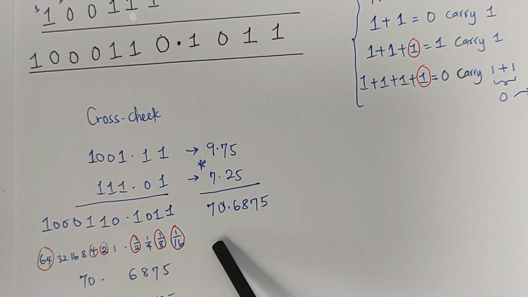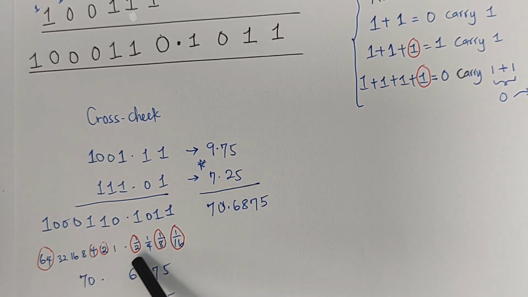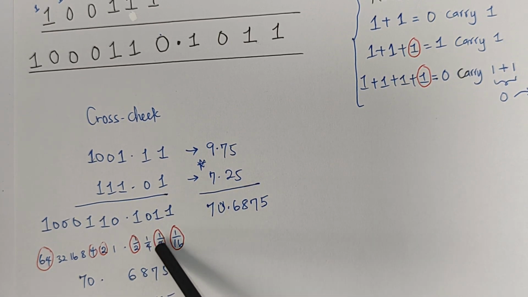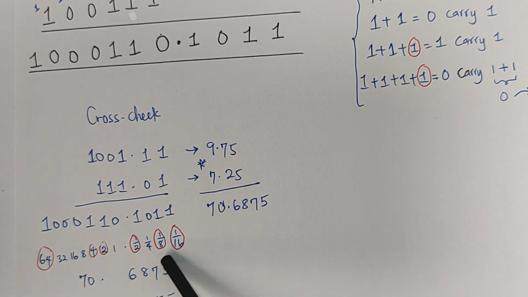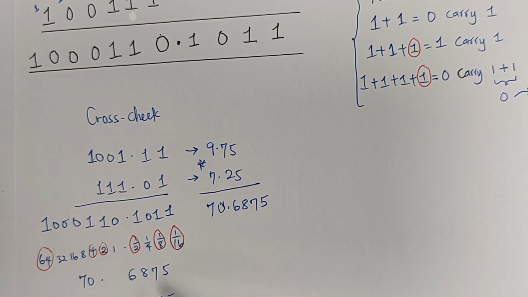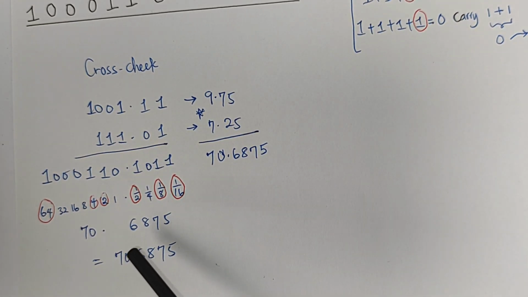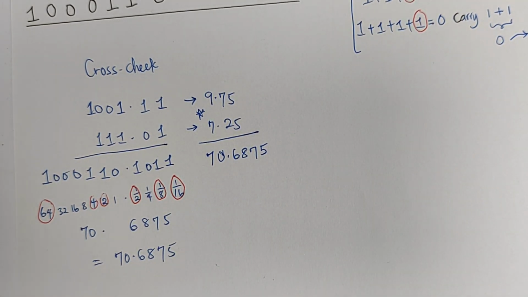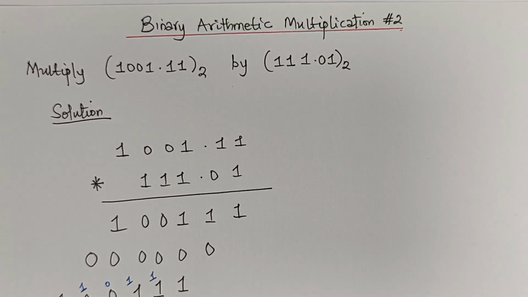Now, let's look at the other part after the decimal point. We have 1 over 2, which is relevant, plus 1 over 8, which is relevant, plus 1 over 16. So 1 over 2 plus 1 over 8 plus 1 over 16 will give us 0.6875. Now, if you add 70 plus 0.6875, it's going to give us 70.6875. So this is all about binary arithmetic multiplication, especially when you have decimal points.